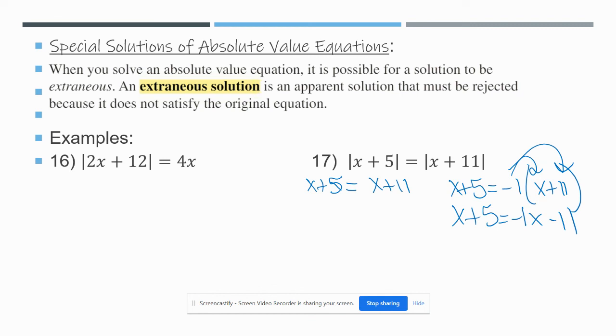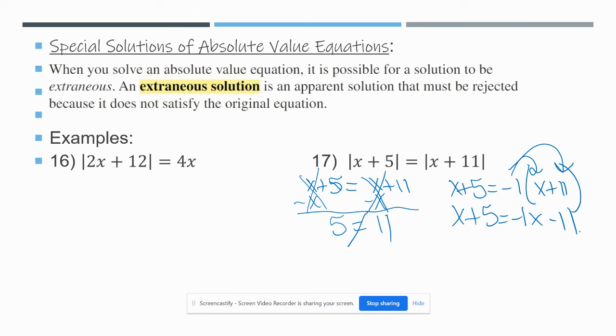And now I'm going to work to get my like terms together. On our left equation, I'm going to subtract x to the other side. Well, 1x minus 1x is 0. Bring down the 5. Equals 1x minus 1x is 0. Bring down the 11. Well, wait a minute. 5 doesn't equal 11. So there is no answer to that part of our problem.